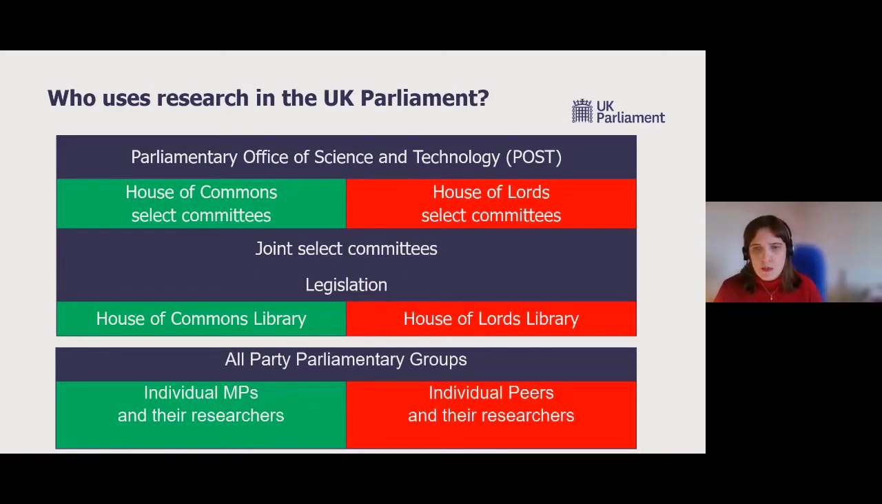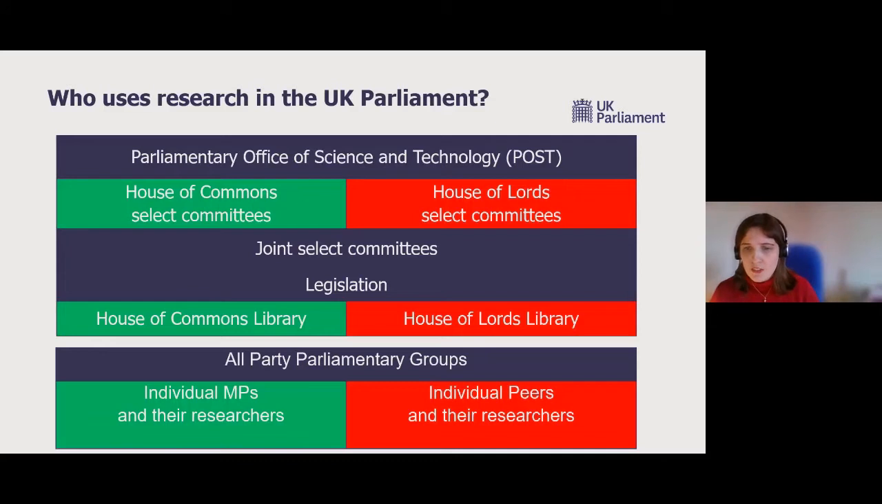You will have spotted that some things are in green, meaning that it's a House of Commons service. Some are in red, meaning that it's a House of Lords service. And then there are purple boxes as well. Those services are bicameral, and that means that they work for and support both Houses of Parliament. So we might call those the slightly more formal parts of Parliament who use research. And that's in the box at the top.